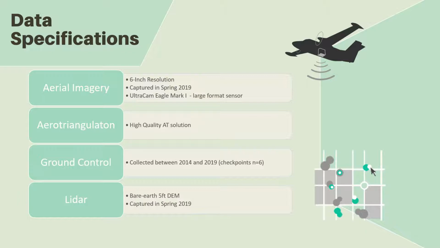The data for this project include 6-inch resolution aerial imagery captured in the spring of 2019 with an UltraCam Mark I large format sensor, a high-quality aero triangulation solution that uses ground control collected between 2014 and 2019, and a 5-foot resolution LiDAR DEM created from QL2 LiDAR that was also acquired in the spring of 2019.